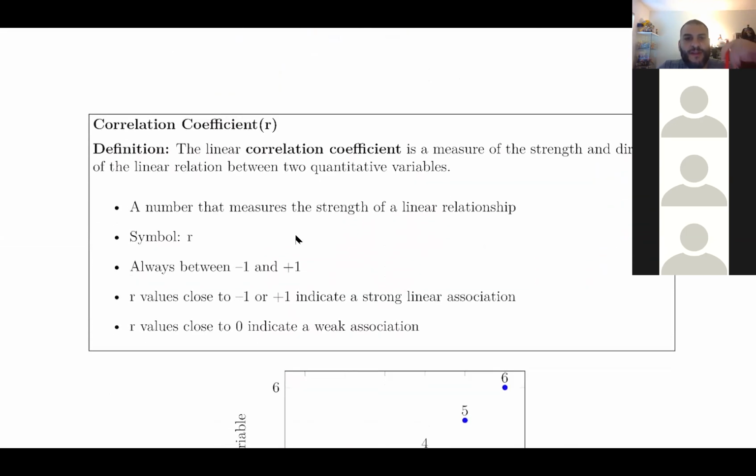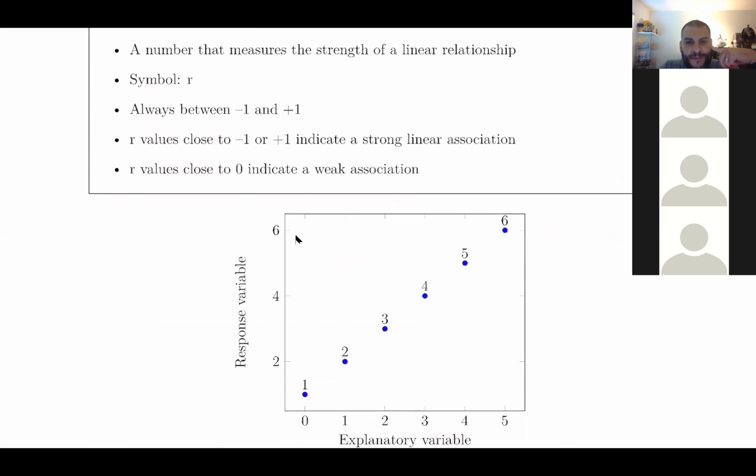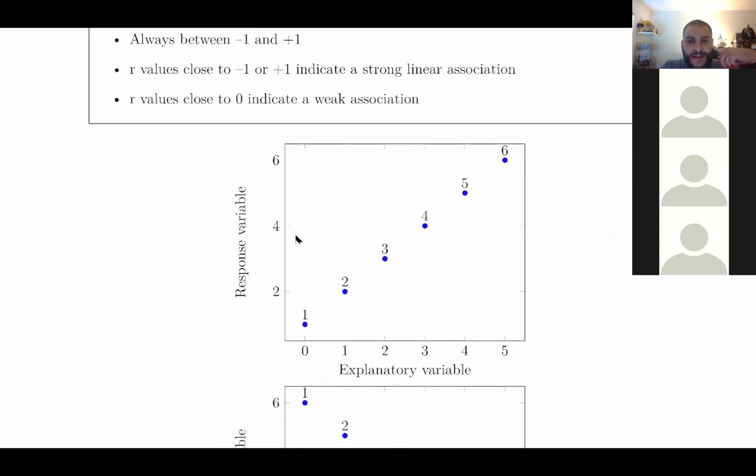All right, so that's what the correlation coefficient, or R, is trying to do. It's trying to see if we have a strong fit or a weak fit. So if you look at this example, this is an example of R equal to 1.